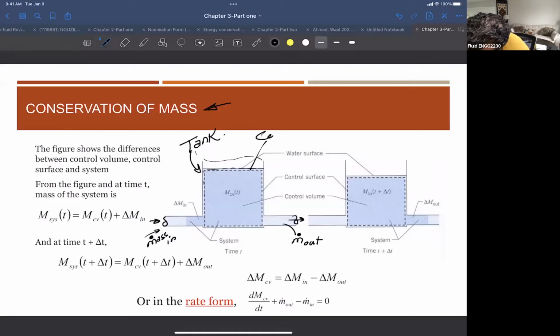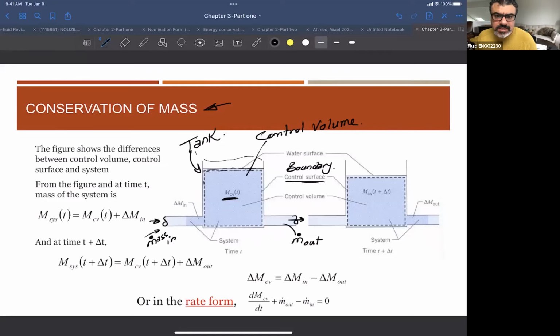This is a control volume, and this is a control surface, or the boundary that we are talking about. So this is a control volume, and this is basically the boundary. And MCV, as the people were asking, is the mass of the control volume.